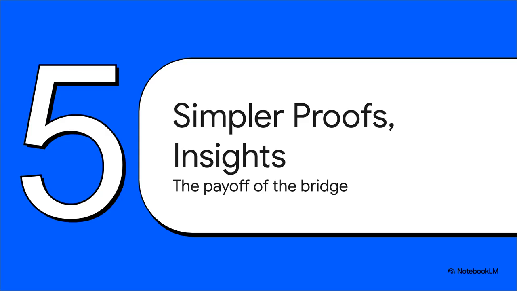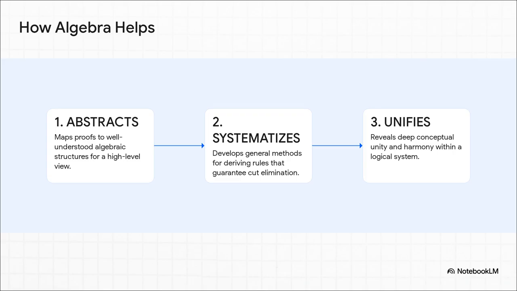All right, so we've seen the problem, the cut, and we've seen the solution, the algebraic bridge. So what's the ultimate payoff here? What do we get out of all this? Well, it all boils down to two things: simpler proofs and much, much deeper insights. Here's how it works, in 3 steps.